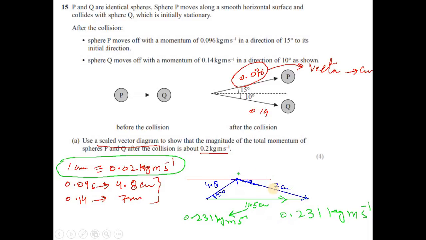Remember, all these workings should be done using ruler and the protector. There is no approximation. Make sure that you use a sharp pencil and you put the protector at accurate places. This is your final answer, 0.23 or 0.231.